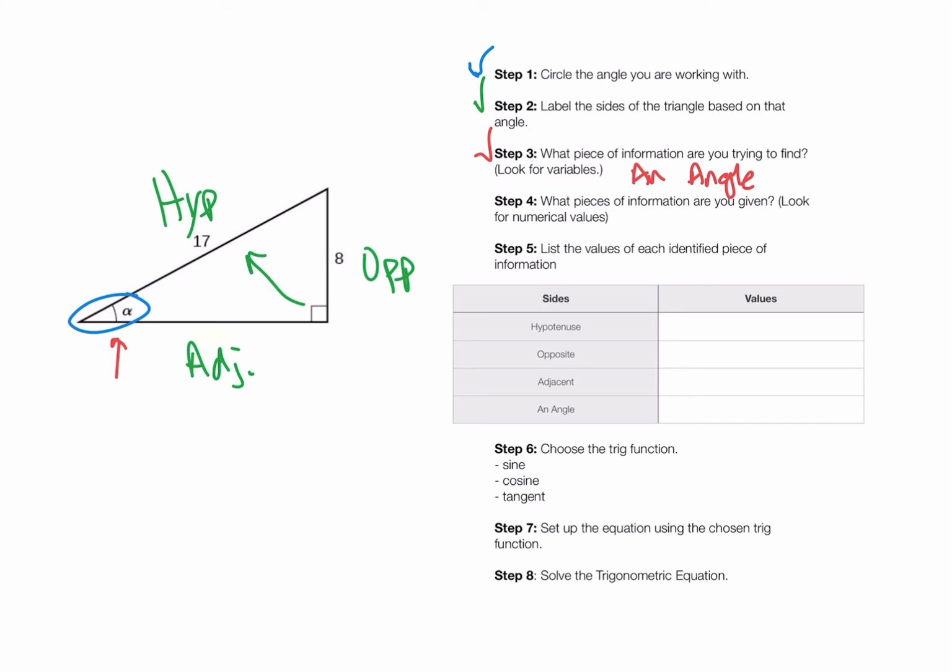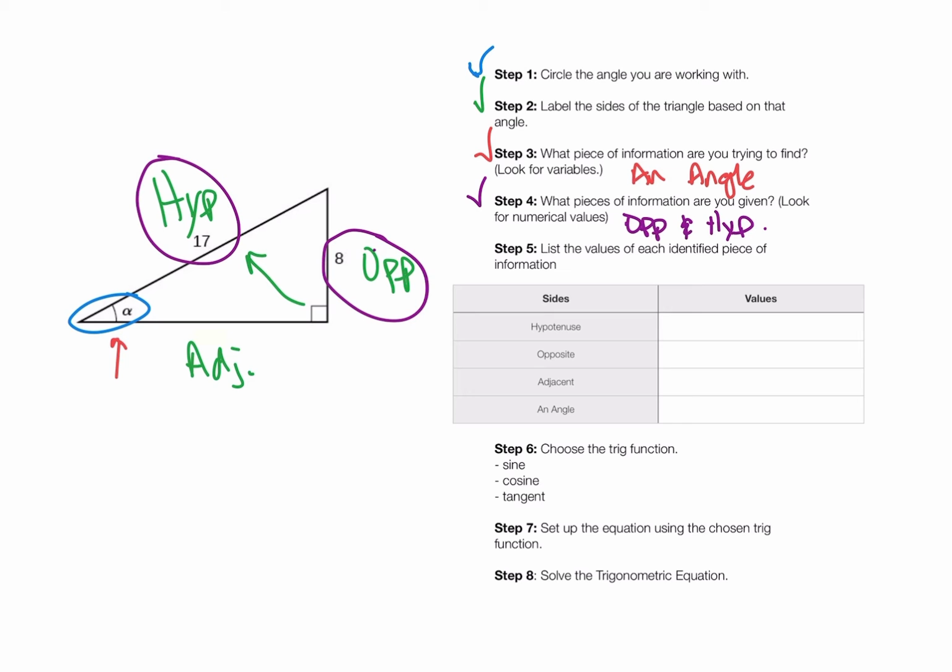Step 4, now we're going to look for what pieces of information we have, right? The pieces of information that we have are going to have numerical values. So look for numbers, right? We know the value of the opposite side, 8, and we know the value of the hypotenuse, 17. So what piece of information are you given? We'll just put OPP for opposite and HYP for hypotenuse. Step 4 is complete.